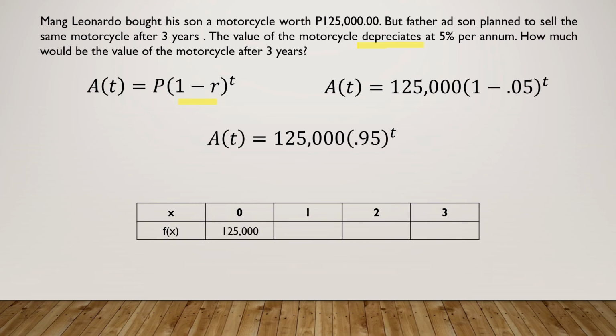So, initially, we have 125,000 pesos. After a year, ang magiging price na lang ng motorcycle ay 118,750 pesos. After 2 years, 112,812 pesos and 50 centavos na lang yung halaga ng motorcycle. And after 3 years, we have 107,171 pesos and 88 centavos na lang yung magiging halaga ng motorcycle.